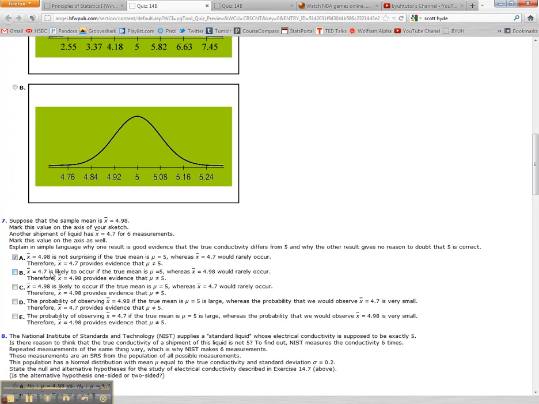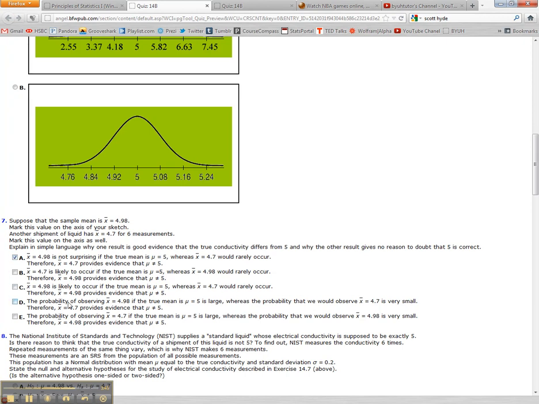In B it says 4.7 is likely to occur. Okay, so you can disregard that because again, 4.7 is not very likely to occur. So that's contradicting what we already know. C says x bar 4.98 is likely to occur. That's true if the true mean is equal to 5. So that's the same thing as it's stating right here from A. So let's just skip through the last part. It says therefore 4.98 provides evidence that, okay, so that's completely opposite to letter A. So C is not right.